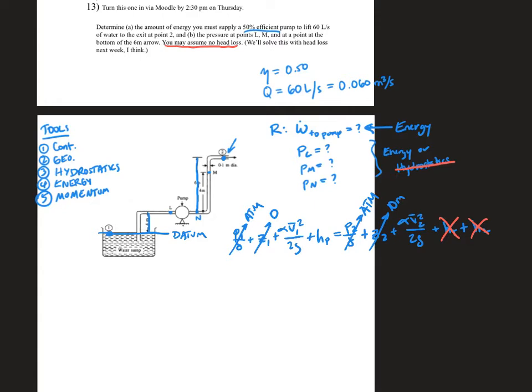And then V1. If we look at this term, this is going to go to 0 because of what I like to call the Tahoe assumption, or the tank assumption. It's really large, so we're going to assume that the surface is not moving. And then V2, we don't know. We're going to have to get this from continuity, so I'm going to do a little aside on that. And then the HP, of course, is what we're looking for.